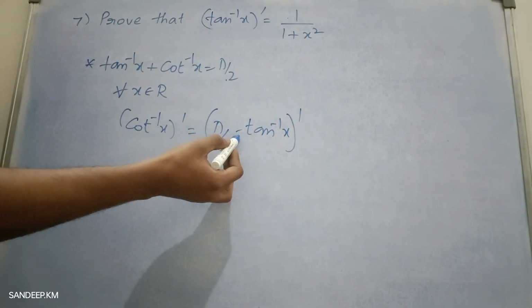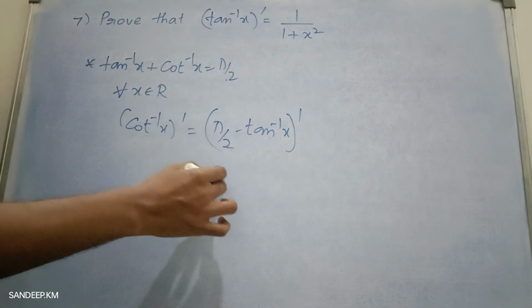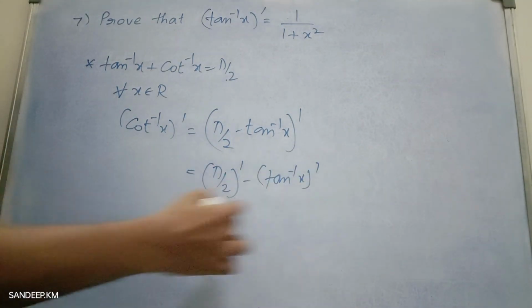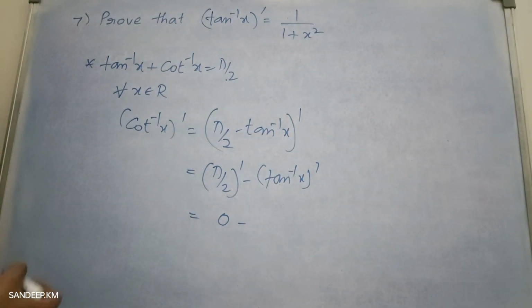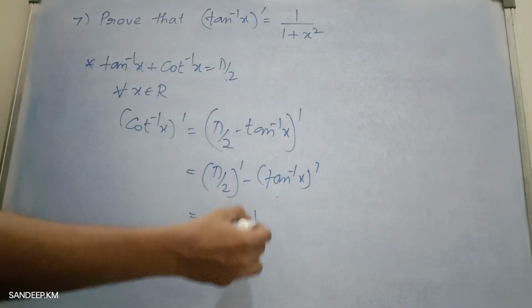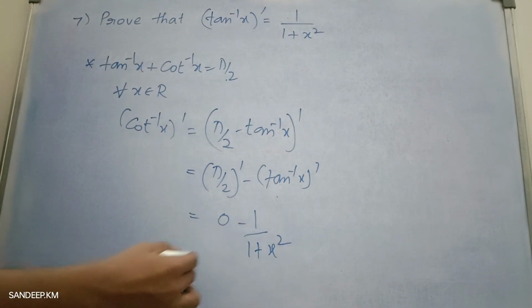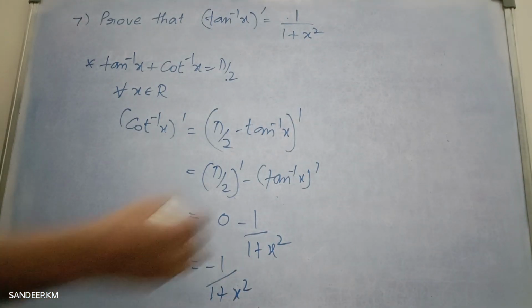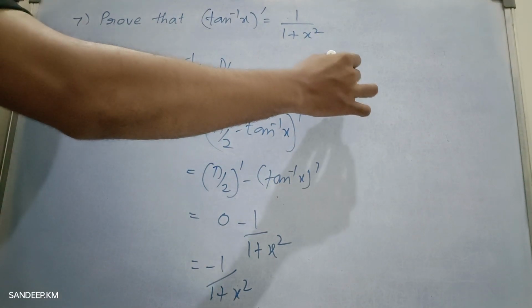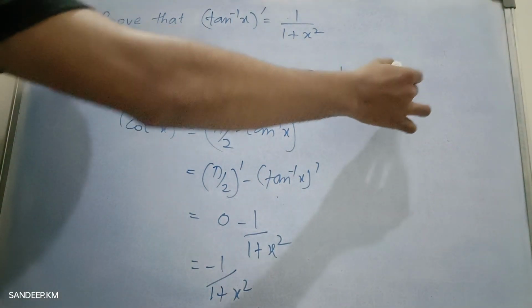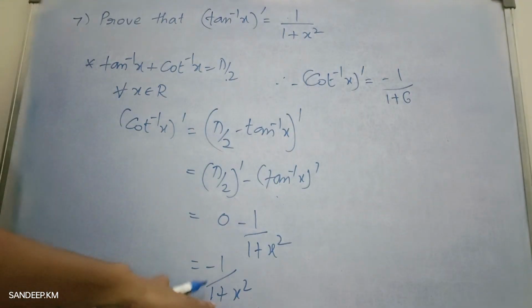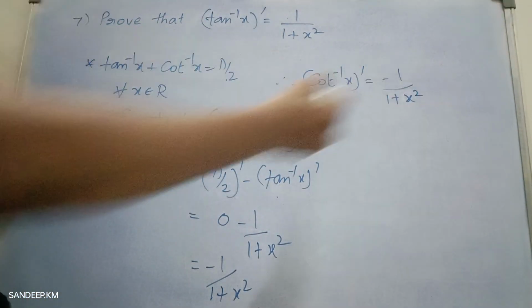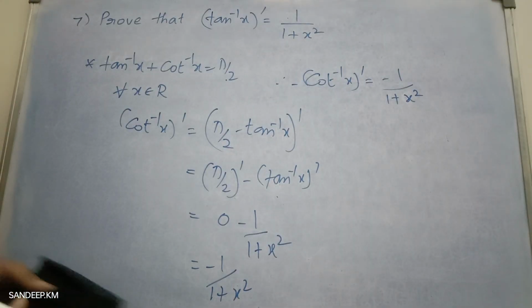So in addition or subtraction we can separate the derivatives. So pi by 2 derivative minus tan inverse x derivative. Pi by 2 derivative is 0 minus tan inverse x derivative. Just now we have found it is 1 by 1 plus x square. So therefore, dear students, the answer is minus 1 by 1 plus x square. Therefore, cot inverse x derivative is minus 1 by 1 plus x square. Easy, right? I hope it's easy.